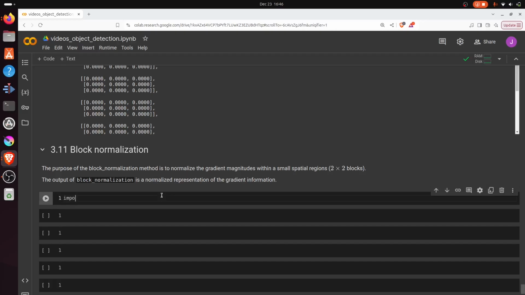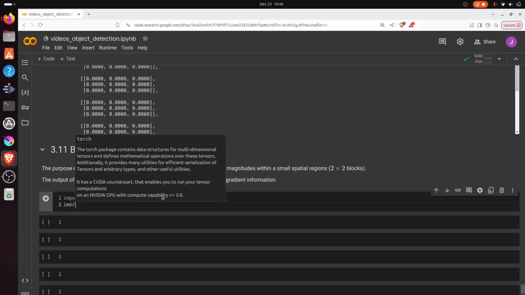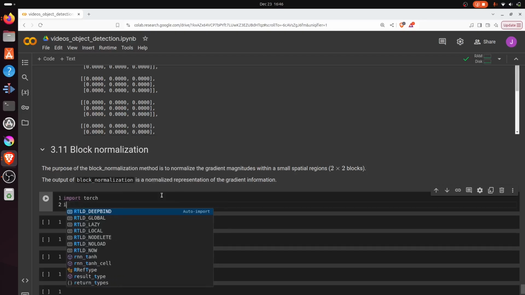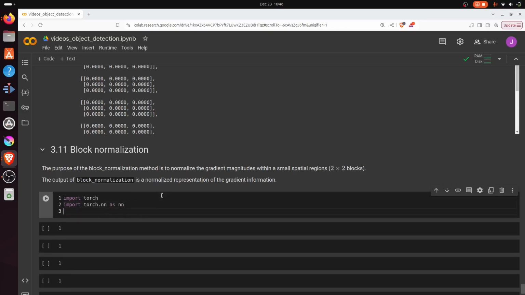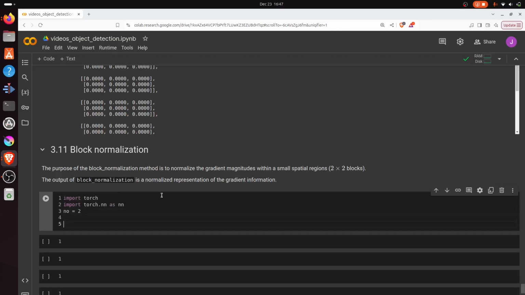To get started, let me import torch and import nn as well. Okay, and just for the purposes of illustrating the point in an easier way, we're going to set the number of orientations to be equal to 2, just for the sake of clarity.